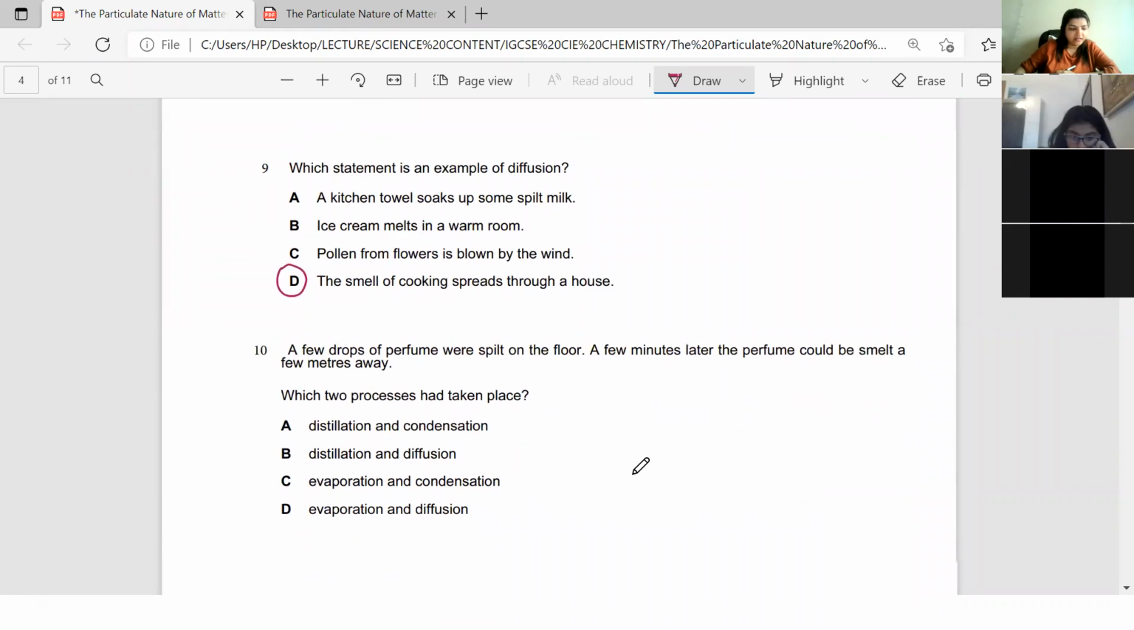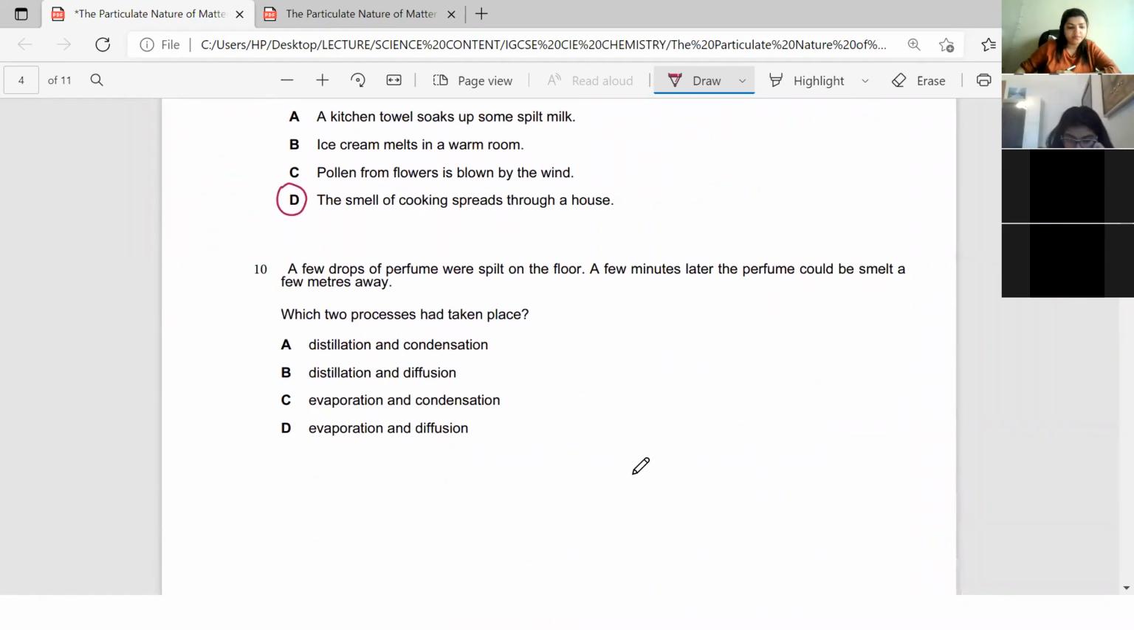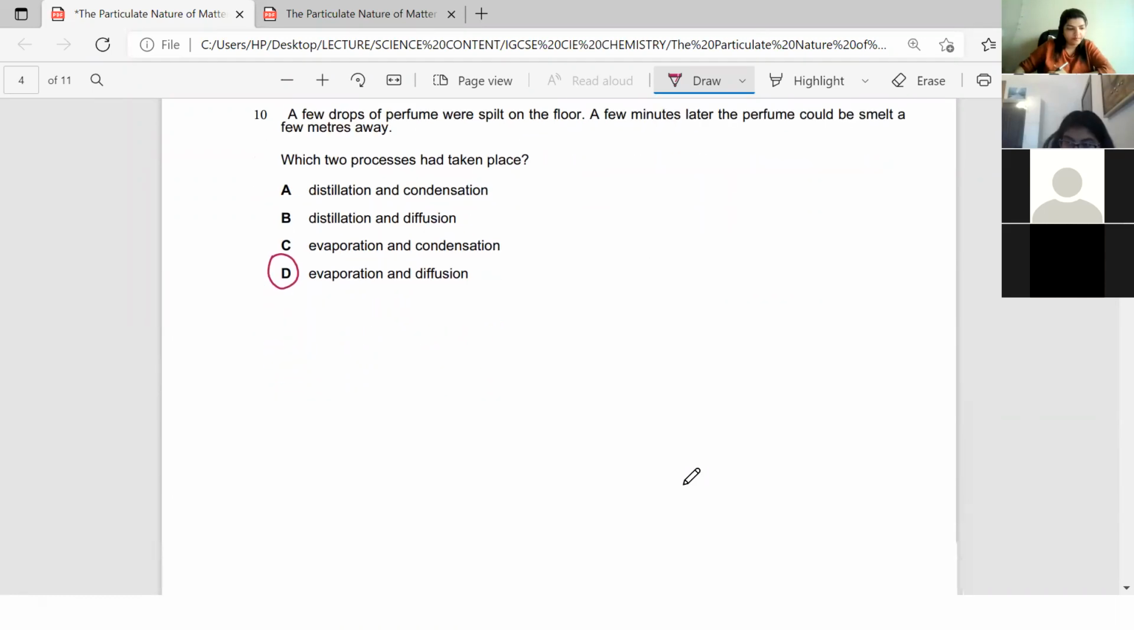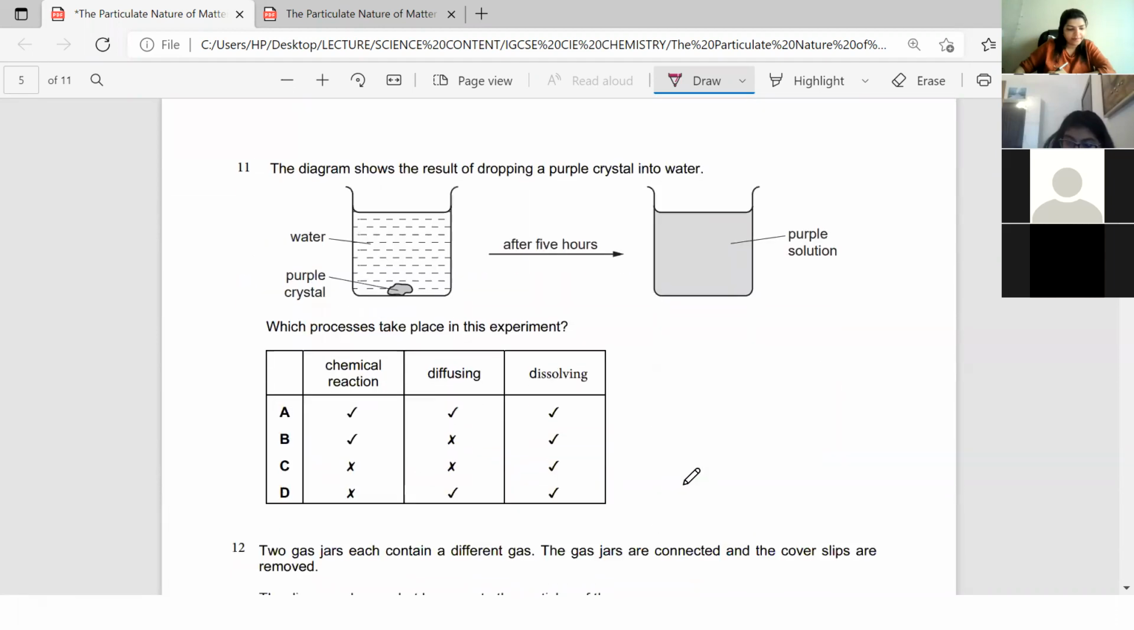Next, Nesdin. A few drops of perfume were spilled on the floor. A few minutes later, the perfume could be smelled a few meters away. Which two processes had taken place? Evaporation and diffusion. Yes, that's absolutely correct. First, it will evaporate because perfume is in liquid state. It will evaporate and then it will diffuse. It will spread throughout the whole room. Good.